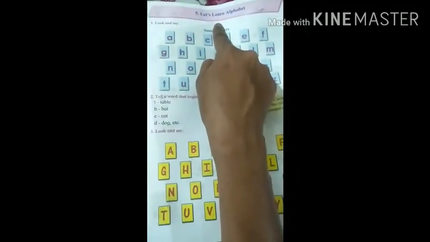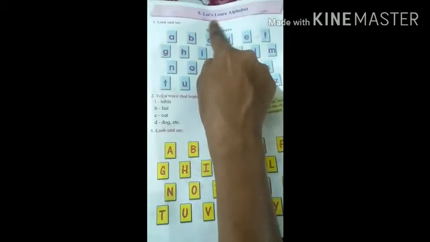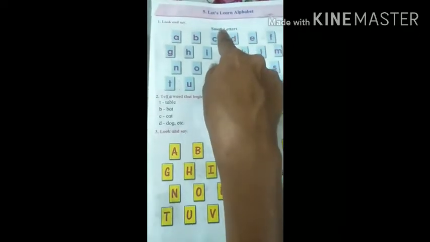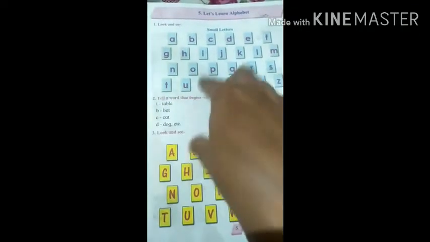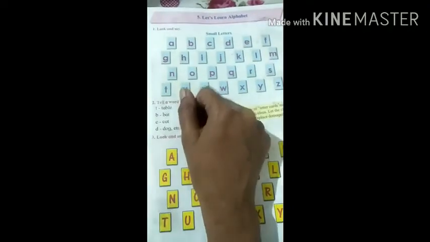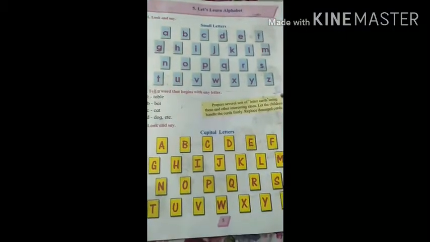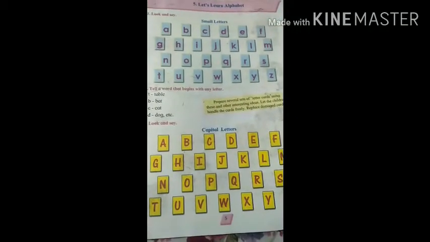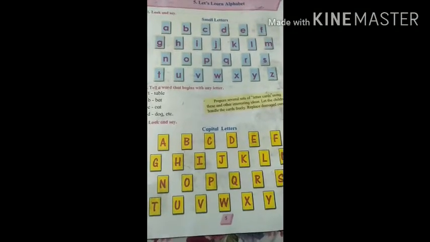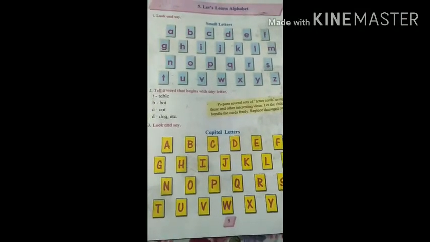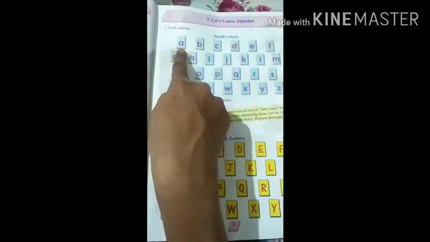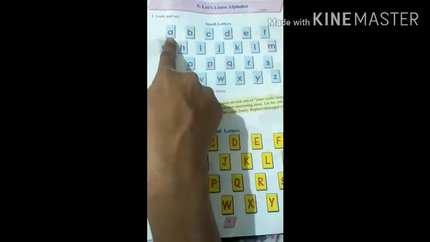Students, we are going to learn our next lesson, lesson number 5. Let's learn alphabet. Students, I have taught you the letters of the alphabet, and we have written those alphabets in our notebook also. So students, now we are revising these letters. While revising, you have to repeat the letters after me, okay? So first is look and say. Now this is small a. Say after me, small a.